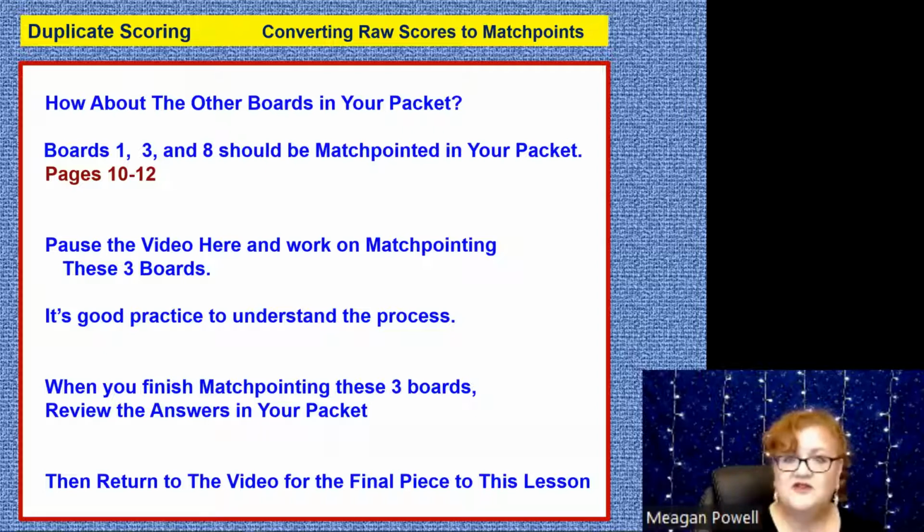So you should pause the video. Go and match point the other 3 boards, boards 1, 3, and 8. You have the answers in your packet. Check the answers. See if you've gotten them correct or not. You can always email me if you're confused about something. When you finish all that match pointing work, then you're going to come back to me in this video and turn your packet to page 19, and we will finish out this process.